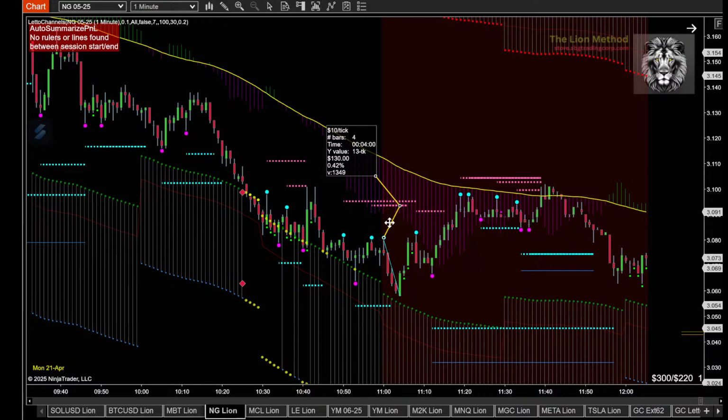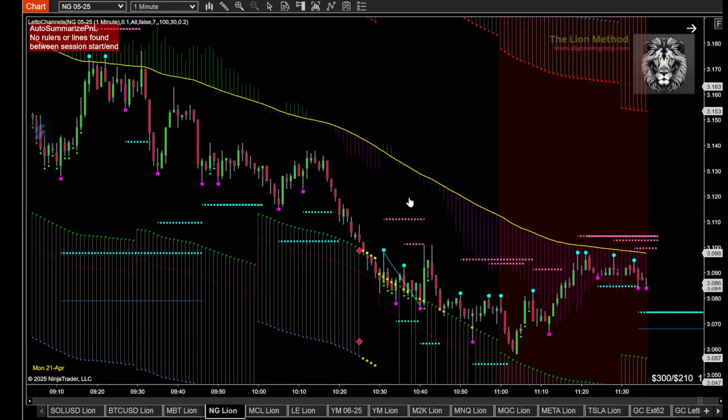Now, the red background is 11 o'clock and onward. So again, I'm only trading here from 8 till 11. So that trade would have been in the off hours. I might have not taken it. So something to think about.